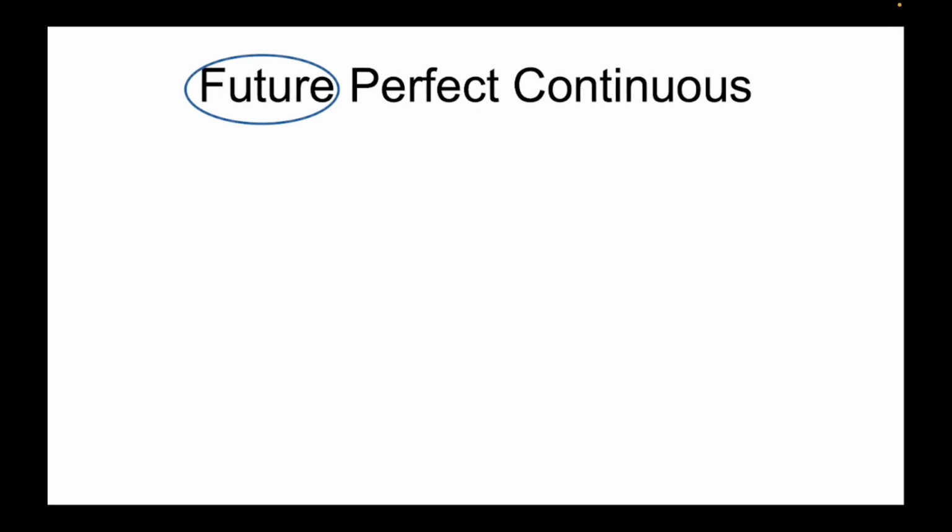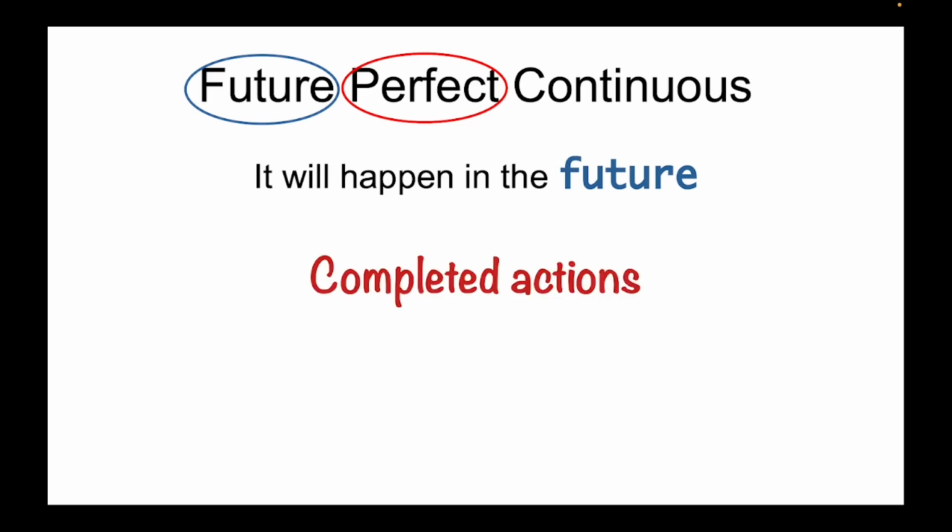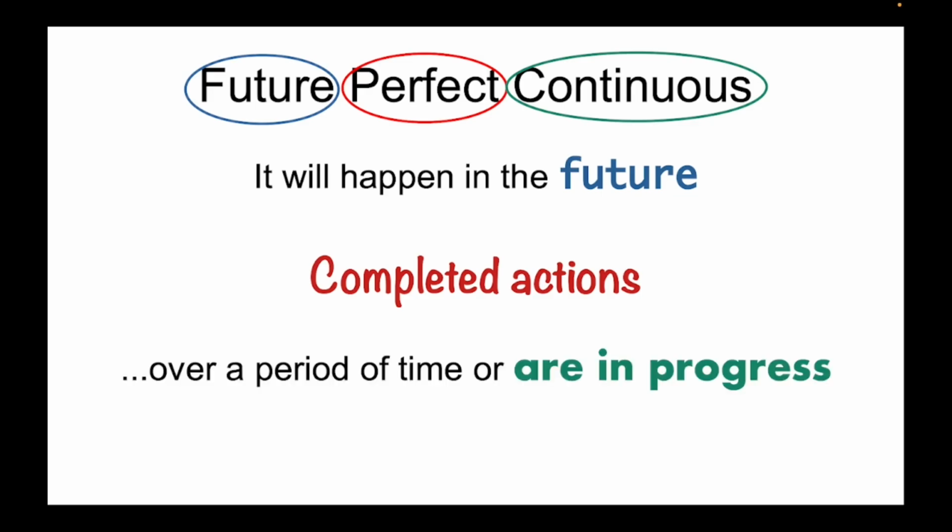So why don't we take a look at the name of this tense to find out how to use it. Future. This verb tense refers to an action that'll happen in the future. Perfect. Generally speaking, perfect verb tenses refer to completed actions. Continuous. Continuous verb tenses refer to actions that continue over a period of time or are in progress.